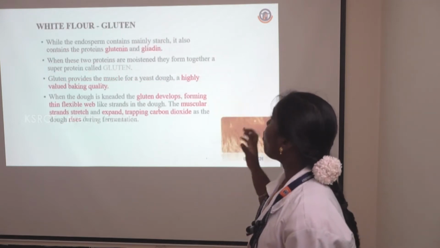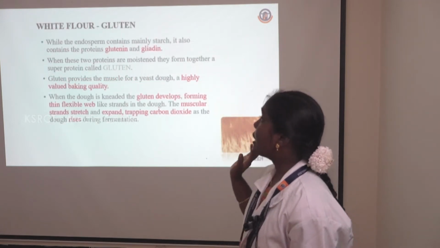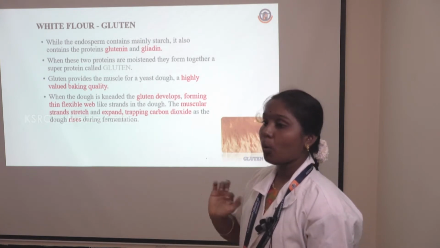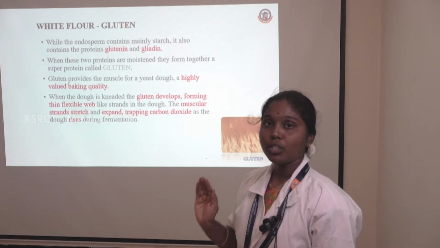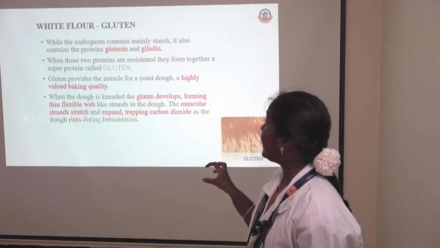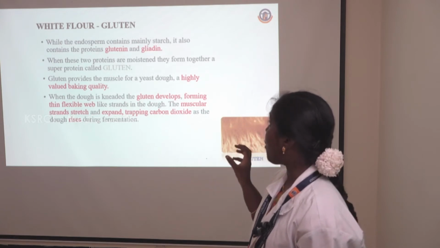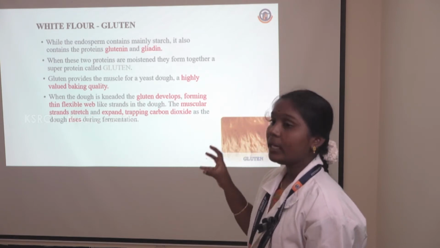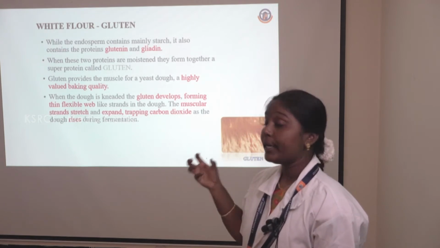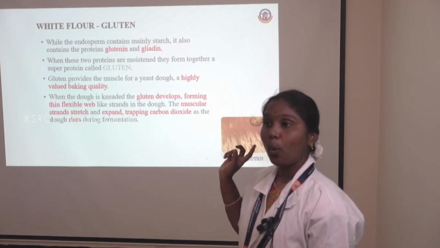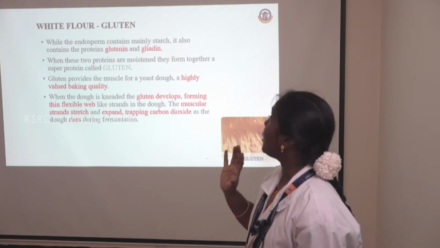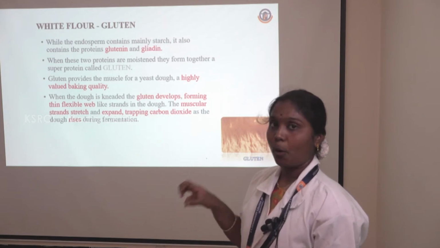Next one, the white wheat flour. White wheat flour is without the outer layer and without the germ part. So it purely contains the endosperm part. The endosperm has starch as the main part, and at the same time it contains a high quantity of protein. As I have already told, 82.5% of the protein component is present in the endosperm part only.